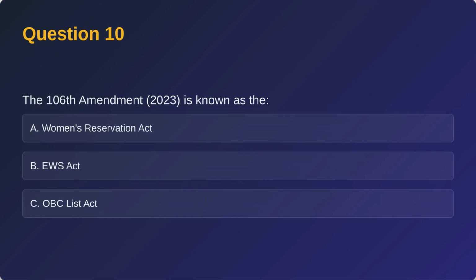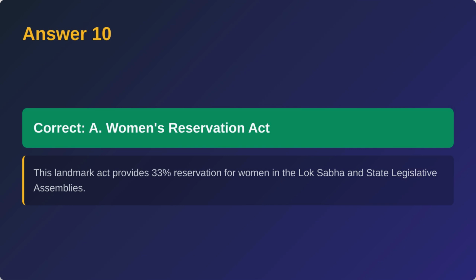Question 10. The 106th Amendment, 2023, is known as what? Answer 10. The Women's Reservation Act. This landmark act provides 33% reservation for women in the Lok Sabha and state legislative assemblies.